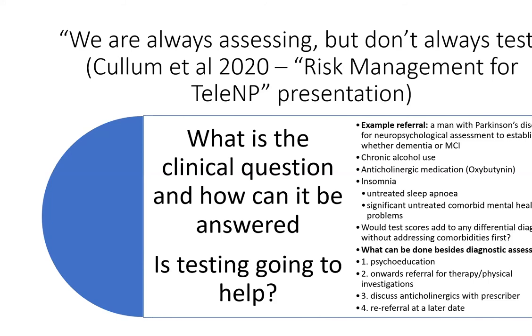So this is a man with Parkinson's disease, requested neuropsychological assessment to establish whether he's experiencing dementia or MCI, but he has some comorbidities. He's an alcoholic. He is also prescribed anticholinergic medication, and he's struggling with his sleep. And there's a couple of other examples there too, with untreated sleep apnea and significant comorbid mental health problems. So we might question here, would test scores really add to any differential diagnosis without first addressing those comorbidities? And really it's just a note that much can still be done and the person might be able to come back later once the other factors affecting cognition have been addressed.